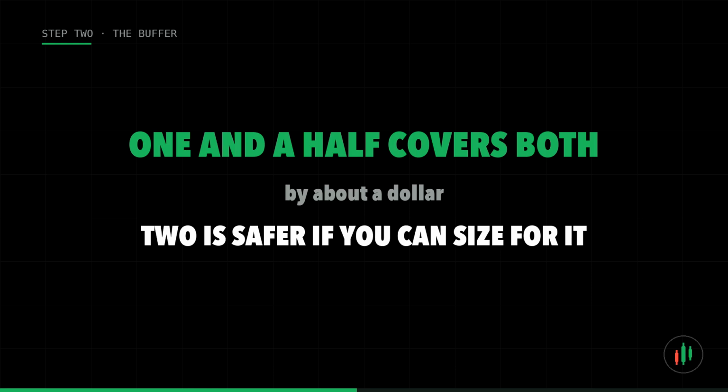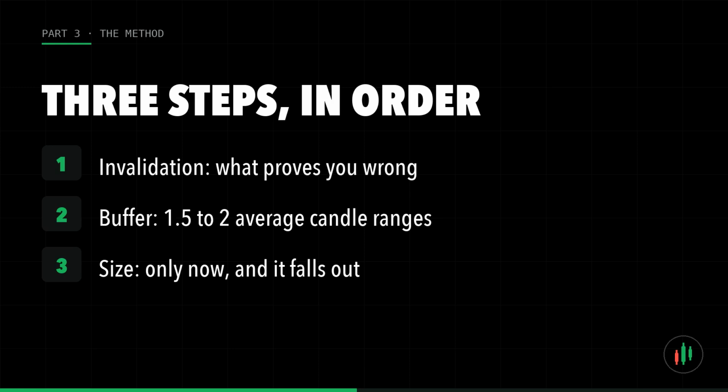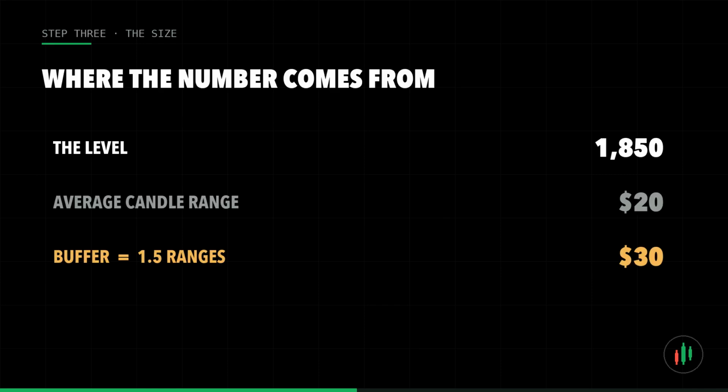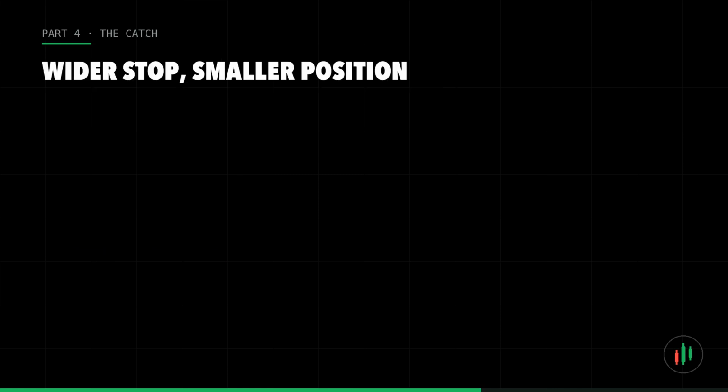Step 3, and only now, work out your position size. You already know the distance from entry to stop, so size is arithmetic, exactly as in the last video. Account times risk percentage divided by that distance. On the July example, the stop sits near 1749, and that is the number you size from. Which brings me to the situation I flagged at the start, and it catches a lot of people.